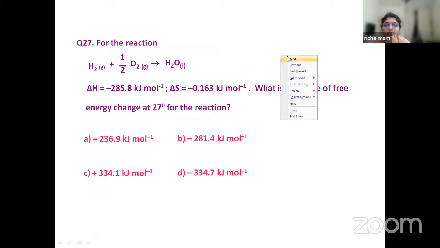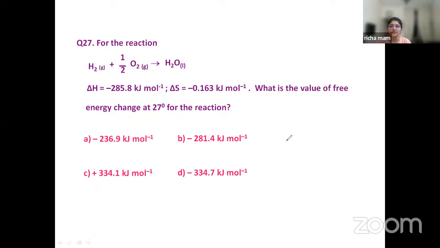Okay, so one last problem, I guess. Okay, last two problems we have. So for the reaction, H2 gaseous plus half O2 gaseous giving you H2O, delta H is equal to minus 285.8 kilojoules per mole. Delta S is equal to minus 0.163 kilojoules per mole. What is the value of free energy change at 27 degrees for the reaction? So the values are given. So how will you solve this?